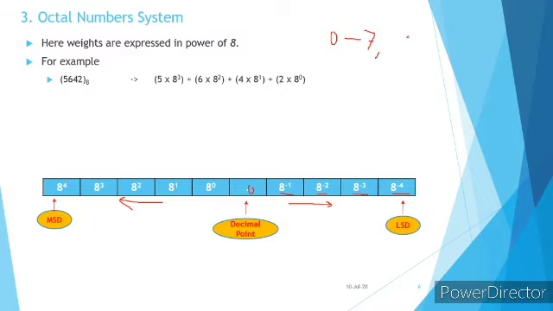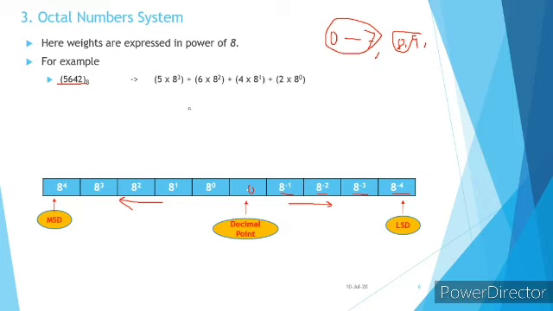They don't have these numbers 8, 9, 10 or ABCD, because their symbols are only 0 to 7. So if an octal number contains any of those digits, then that number is not an octal number. That is what I want to say.